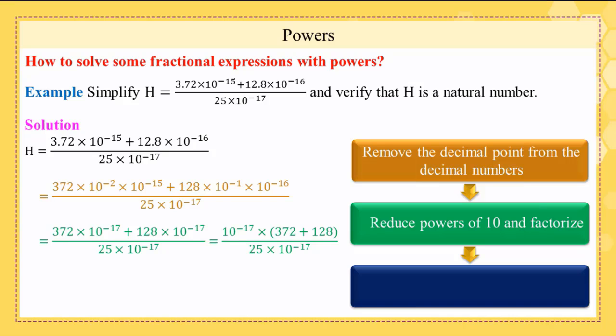Third step, you are familiar with it, which is simplify. So we cancel 10 power minus 17 in both sides of the fraction, and we get 500 over 25, which is equal to 20. Hence, 20 is a natural number.